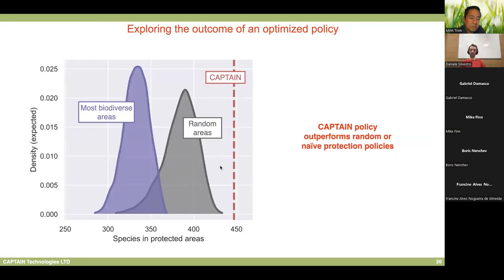So this framework is trained basically through multiple simulations. And we can show that a CAPTAIN policy trained through reinforcement learning will outperform naive policies, for example, where we just protect the most biodiverse areas. So this will not do a good job because it will not account for the complementarity of different areas. And it will outperform a random selection of areas also.